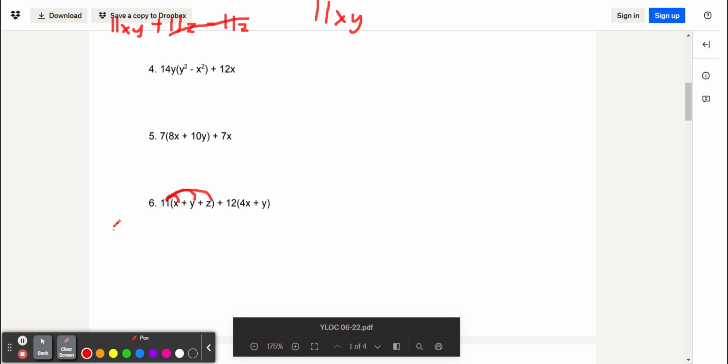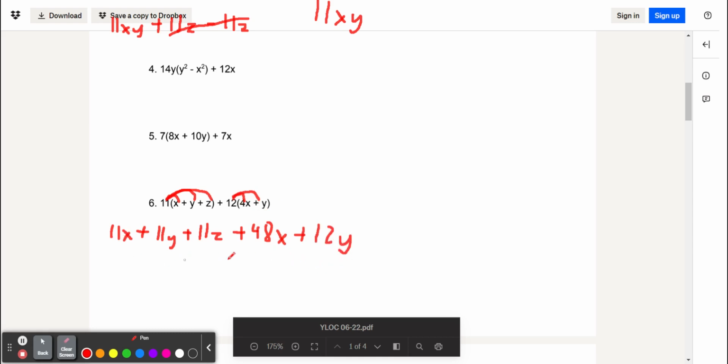So we'll get 11 times x, which is 11x, plus 11 times y, which is 11y, plus 11 times z, which is 11z, plus, and we have to distribute this 12 out as well, 12 times 4x, which is 48x, plus 12 times y, which is 12y.